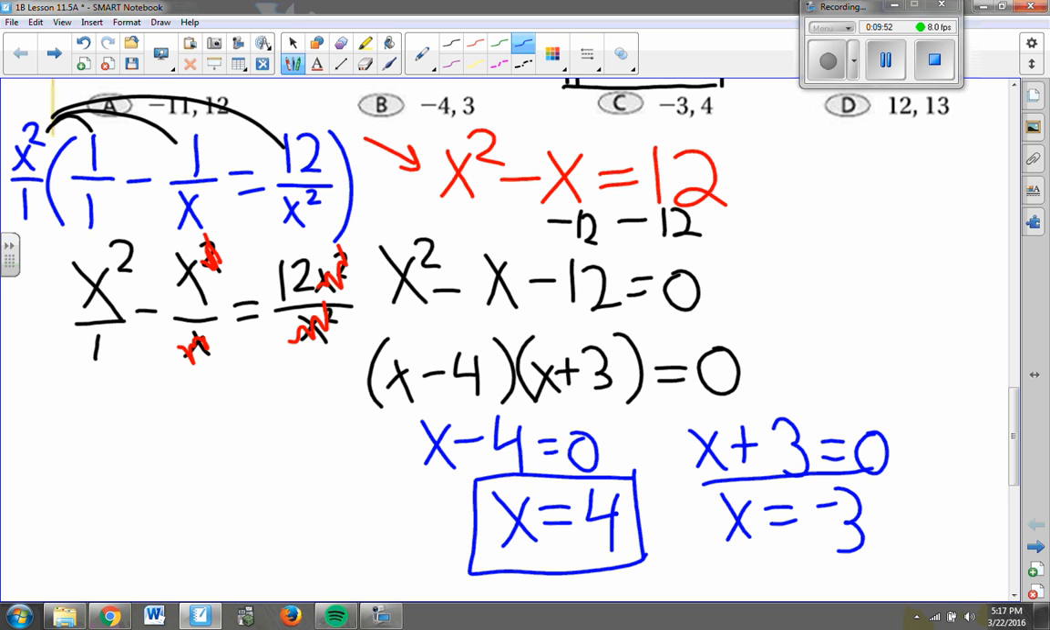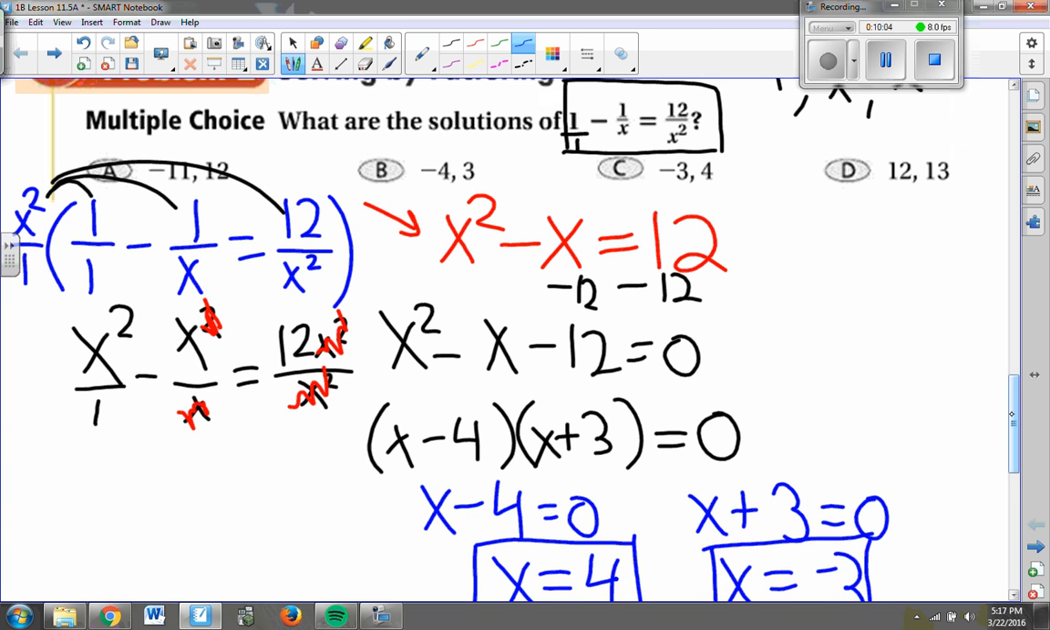It is very, very important for you to plug those back in and see if they actually do work. So I will do that now. I'll plug those back into my original equation. So for the x equals 4, I will have 1 minus 1/4 equals 12 over 16. Well, 1 minus 1/4 would be 3/4. Is that equal to 12 over 16? Yes, it is. That's good.